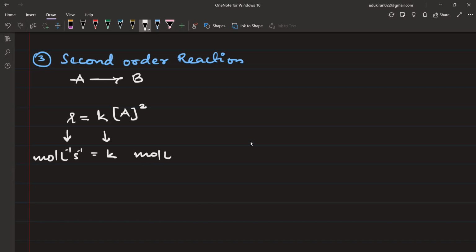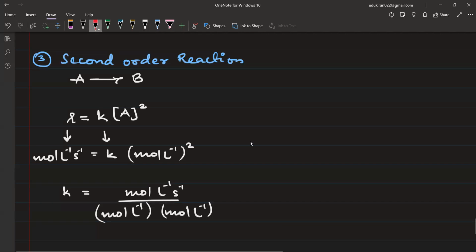It is moles per liter whole square, and K will be equal to now moles per liter per second divided by moles per liter and also one more moles per liter. Yes or no? Please tell me, guys. And then we can cancel one of these. So the unit of K will be equal to liter mole inverse second inverse. So this is the unit of K when it is second order reaction. Please write this down.